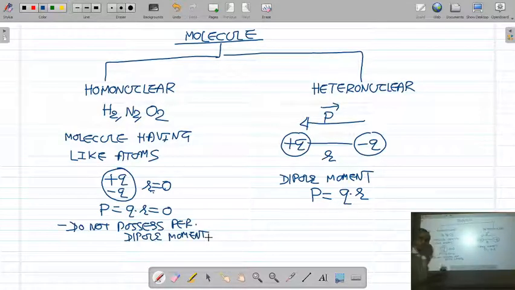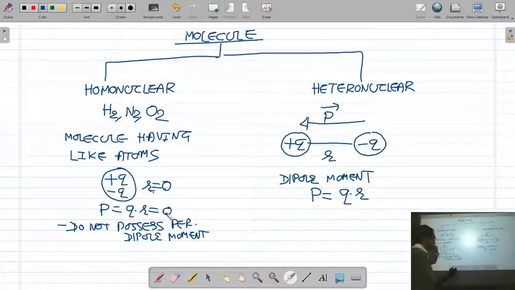So this is about homonuclear molecule, that the molecule having two like atoms, same atoms like HH, NN or OO, are called homonuclear molecule. In homonuclear molecule, center of positive charge and negative charge coincide. As a result, the dipole moment of the homonuclear molecule is zero. So homonuclear molecule does not possess the permanent dipole moment.